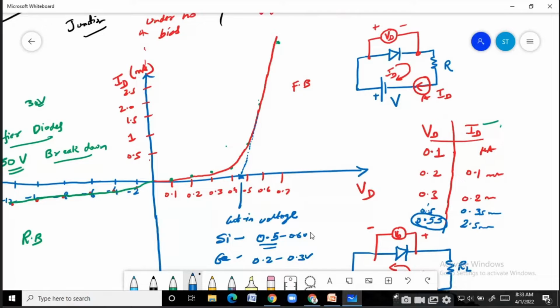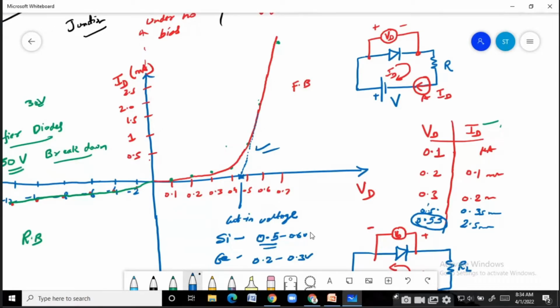So what you do is you go back to your characteristic and draw a tangent kind of a straight line using a scale, and wherever this line meets the x-axis, that is considered the cut-in. Then you compare this value with the value from the table, because even this is not going to give you an accurate value of the cut-in voltage. But it will give you a rough idea that if I am between 0.5 and 0.6, then I am going to get a cut-in.